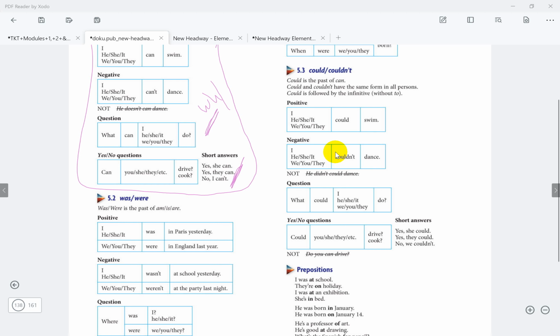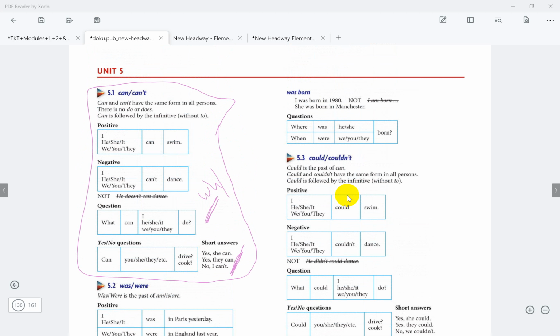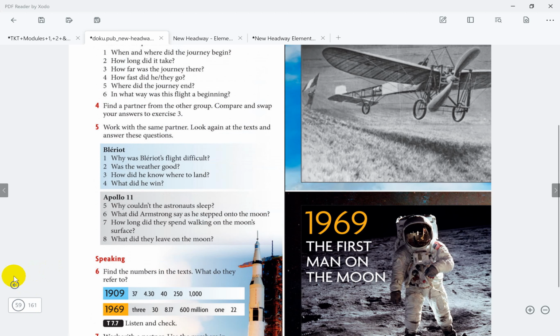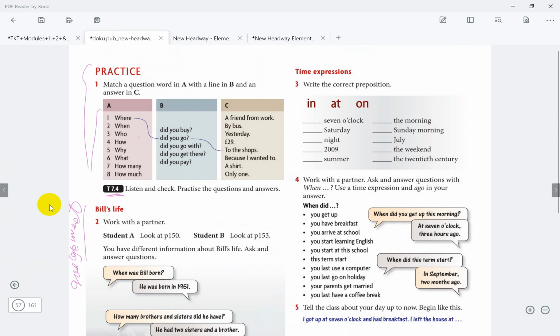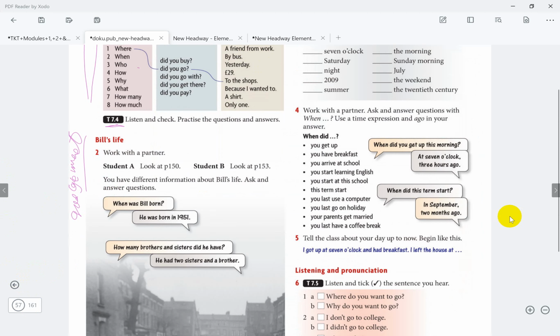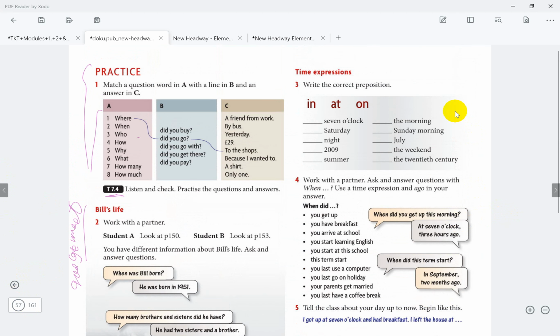So, today we have prepositions. Let's go to prepositions. Time expressions. And then we have some prepositions connected to the time expressions. From the general viewpoint, the prepositions we cannot control them and use them under specific rules.